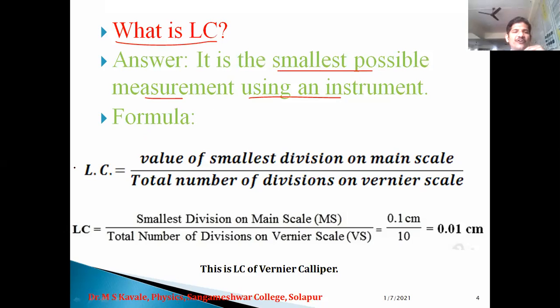So the formula of LC goes like this: value of smallest division on main scale divided by total number of divisions on Vernier scale. And you might be remembering the least count of Vernier caliper, that is least count is equal to smallest division on main scale, that is simply MS, divided by total number of divisions on Vernier scale, that is 0.1 centimeter divided by 10 is equal to 0.01 centimeter.